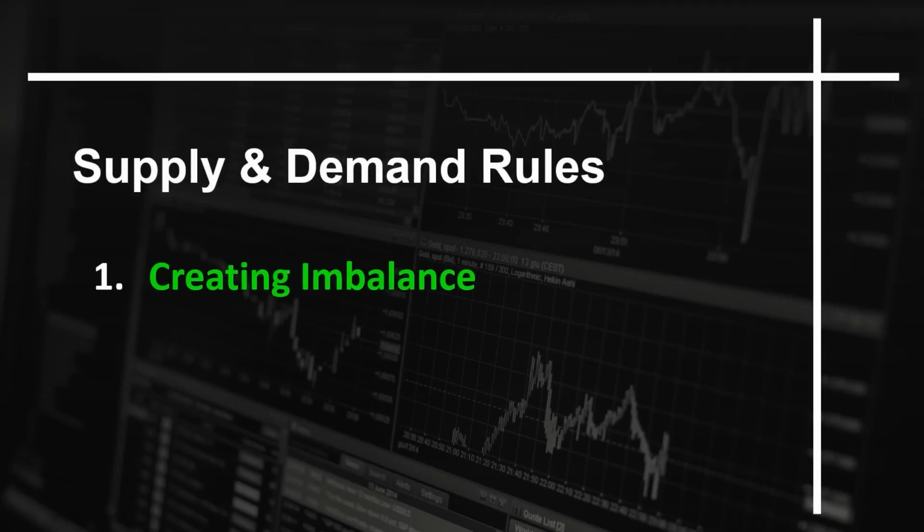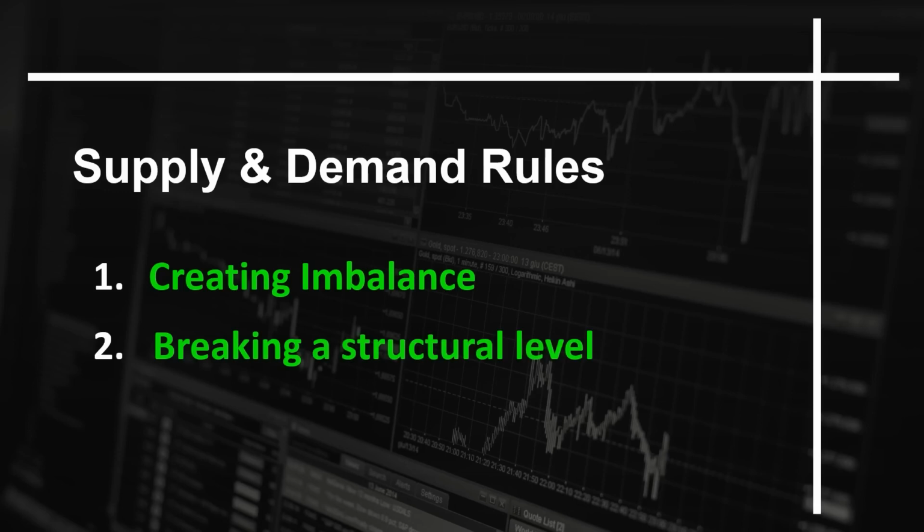Number 1, it must create imbalance. Number 2, it must break a structural level. And finally, it has to create or collect liquidity. So basically, we have 3 major criteria for a supply and demand zone. The areas that fulfill these criteria are considered key supply and demand zones. The rest are considered internal structure and minor levels.